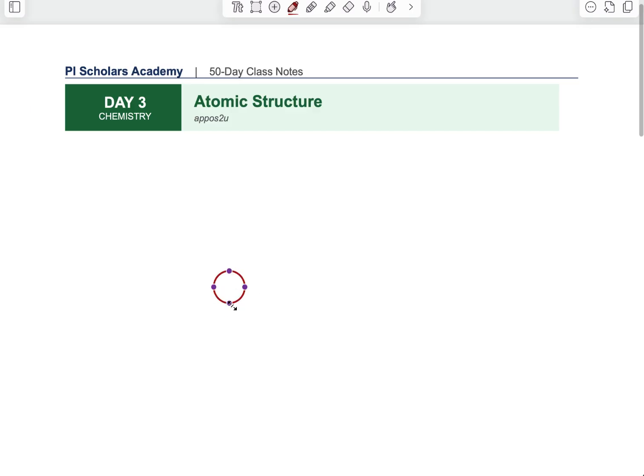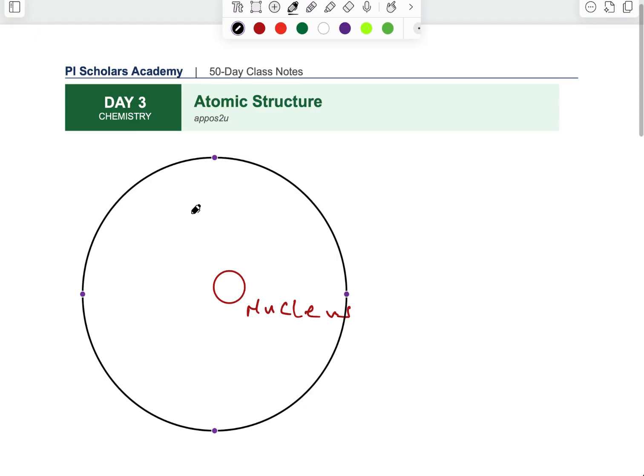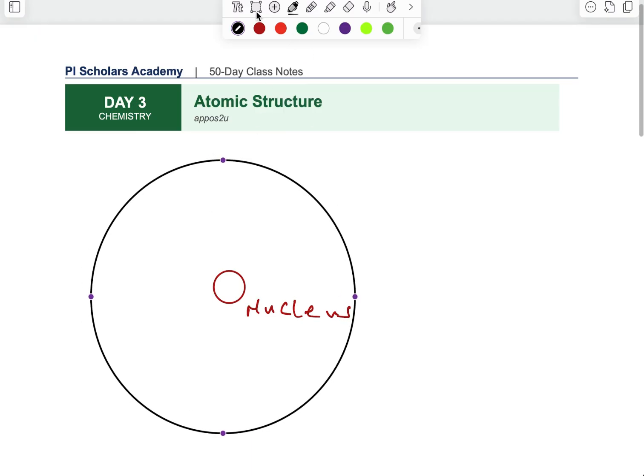The internal part is known as the nucleus. The internal part is known as the what? The nucleus. And then we have the external part. The external part is known as the shell. So let me draw that here. So we have the nucleus as the internal part.